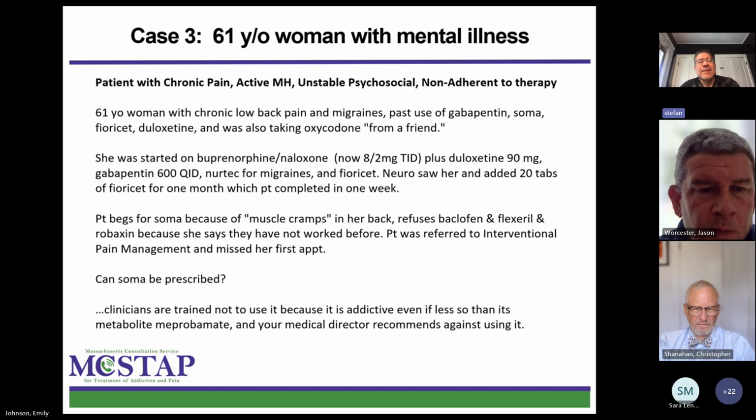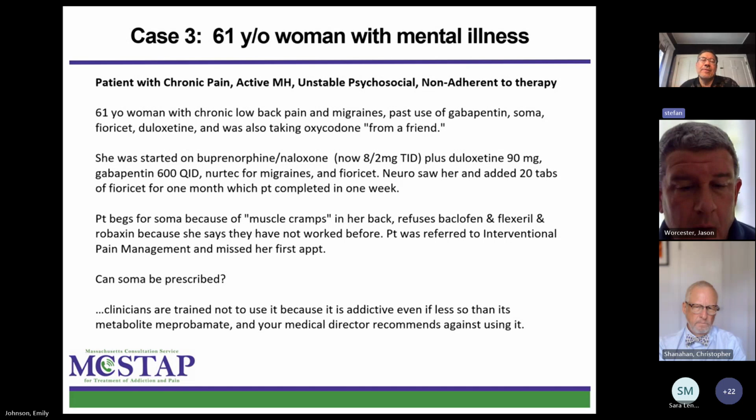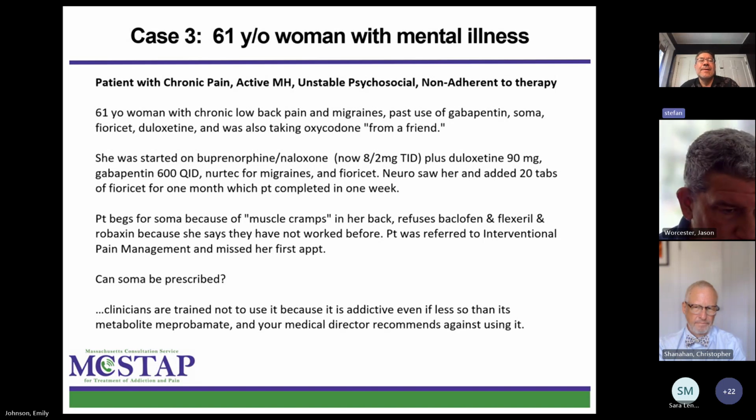Okay. She did not make her appointment to interventional pain management, even if most are basically surgical interventions. And we really want people to help manage the outpatient pain, and that's hard to find. She did not make that appointment either. Can we give Soma? Would you give Soma? When would you give Soma? Anybody have any ideas? I'm curious to see what people are thinking right now.